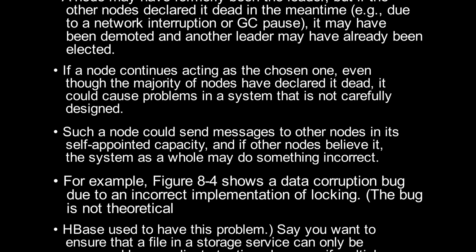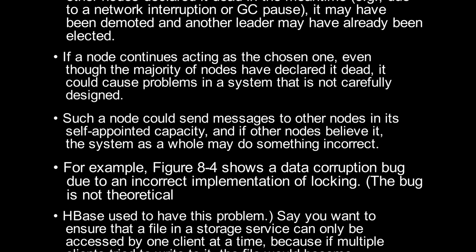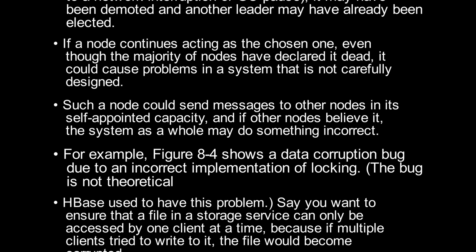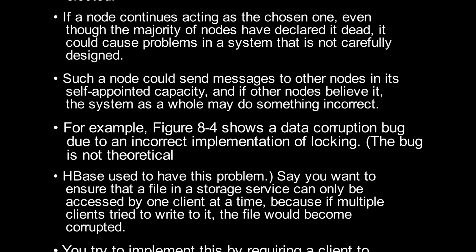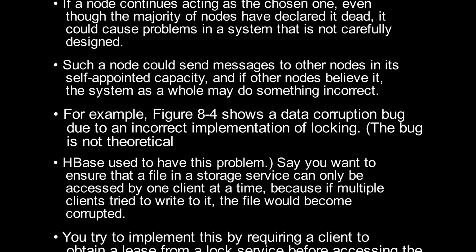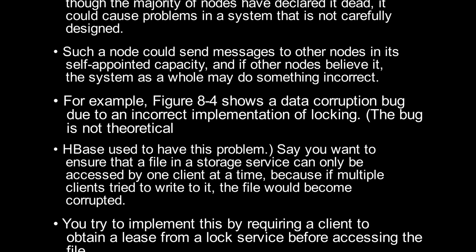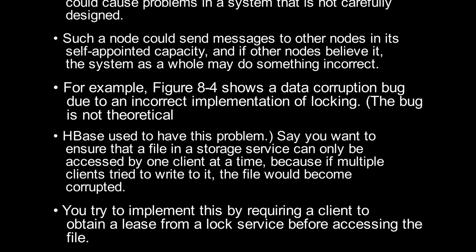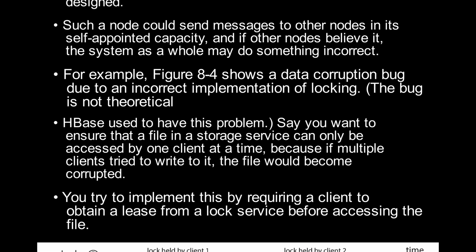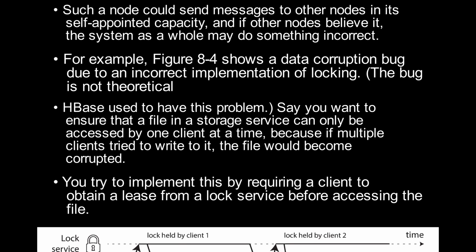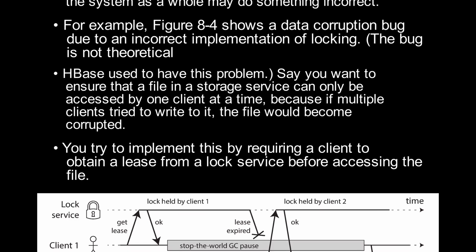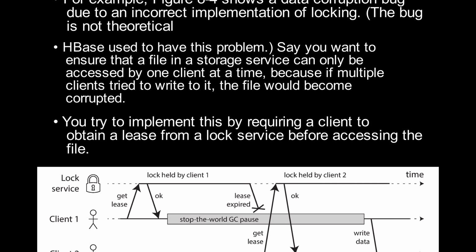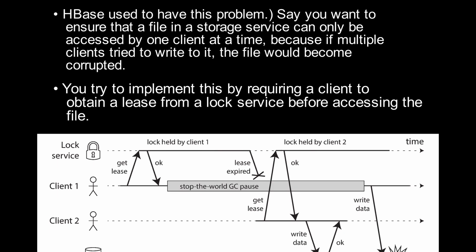For example, Figure 8-4 shows a data corruption bug due to an incorrect implementation of locking. The bug is not theoretical. HBase used to have this problem. Say you want to ensure that a file in a storage service can only be accessed by one client at a time, because if multiple clients try to write to it, the file would become corrupted. You try to implement this by requiring a client to obtain a lease from a lock service before accessing the file.